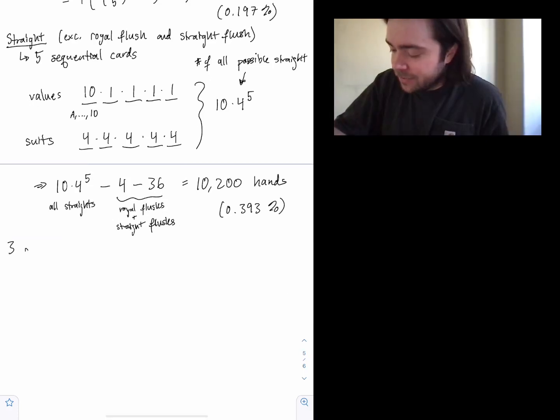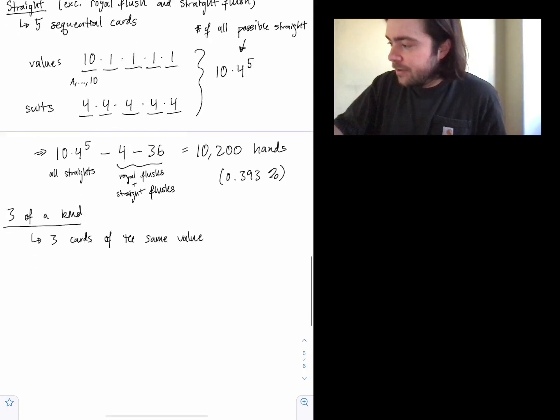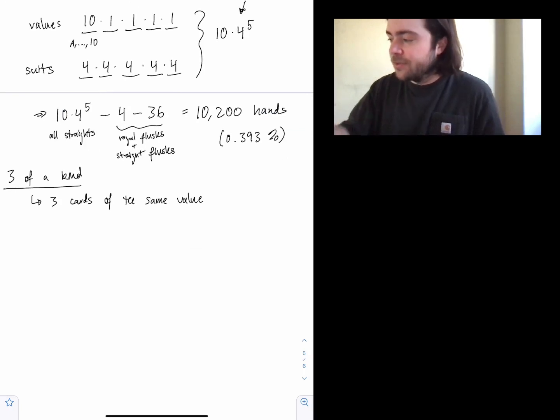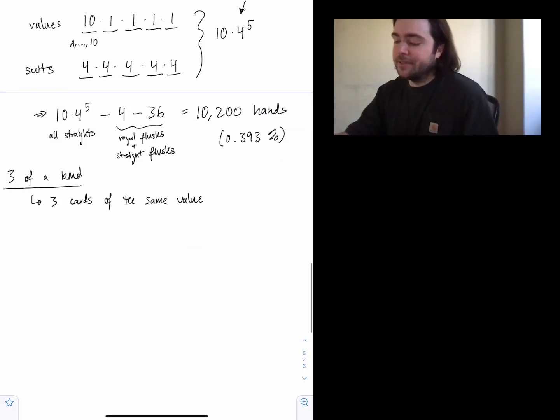All right, next one is 3 of a kind. So this is 3 cards of the same value. And of course we want to exclude the 4 of a kind, which has a 3 of a kind as a subset, and the full house. So we want hands that are at best 3 of a kind, nothing better.